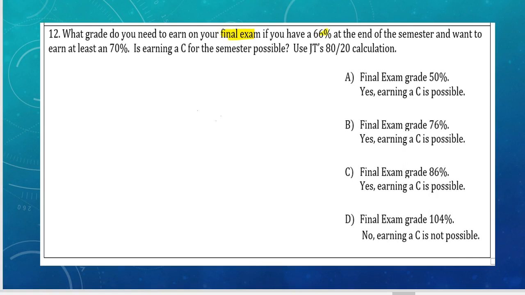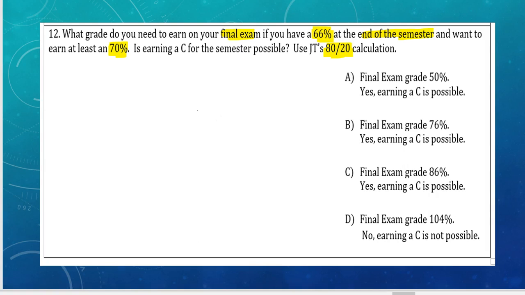We know we have a 66% at the end of the semester, and our goal is to get at least a 70%. We're also going to use the JT's 80-20, where 80% of our grade is from August to December, all the stuff we do from August to December, and then the 20% of our grade is our final exam. Let's get this written.